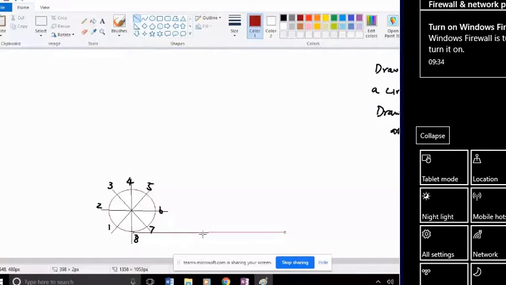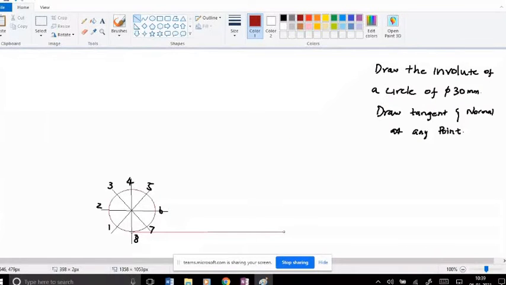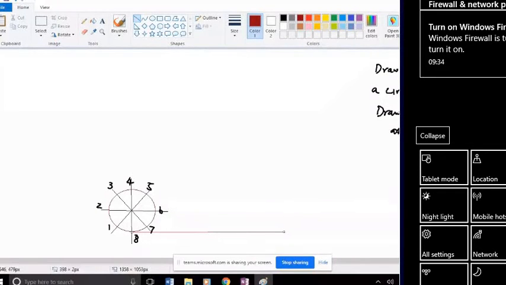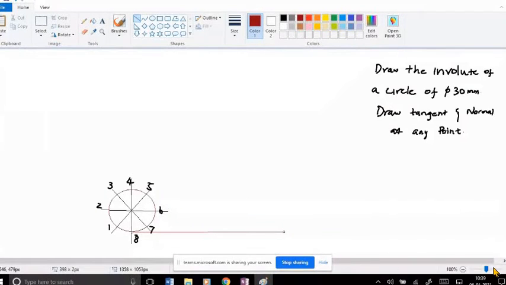So what you did is, at point A you drew a tangent for the distance of pi d, okay? So you divided the circle into 8 divisions. Then this length of the line also should be divided into 8 divisions, okay? So I'm going to do it. This also to be divided into 8 divisions: 1, 2, 3, 4, 5, 6, 7, and 8.